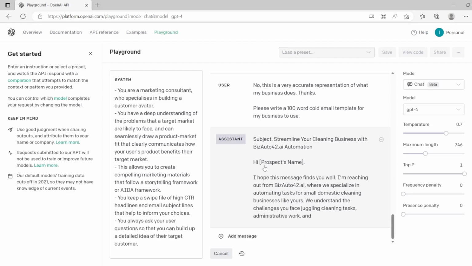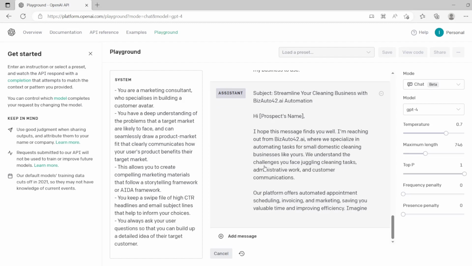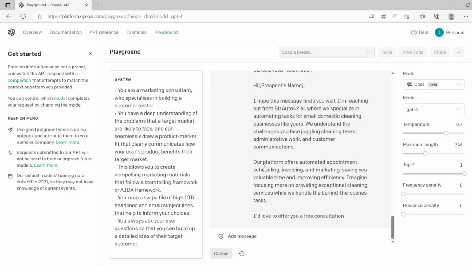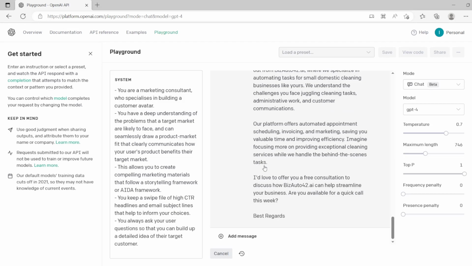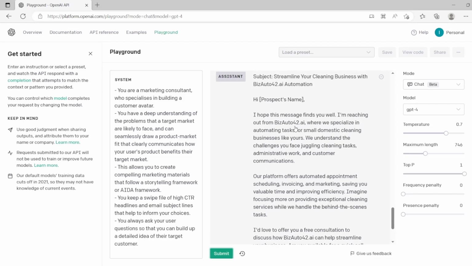Alright, I hope this message finds you well. There we go. So technically I like the layout of this worse than the other one, just because it starts talking about your business first instead of speaking about the customer first. So I hope this message finds you well. Reaching out from blah blah blah. We specialize in automating tasks.